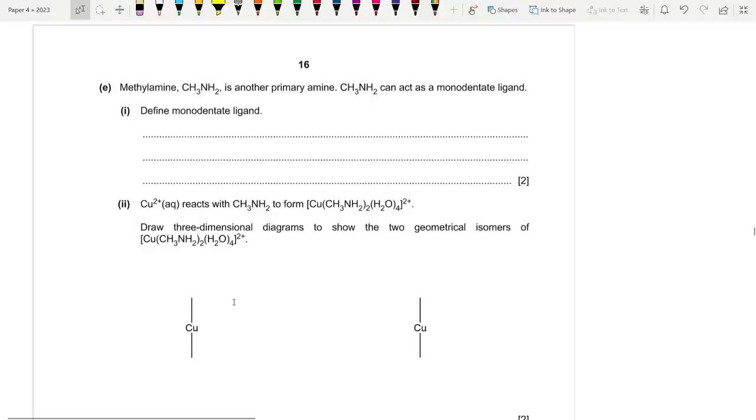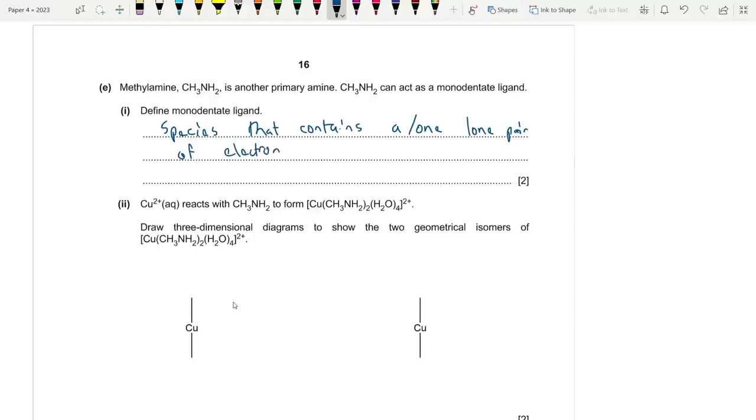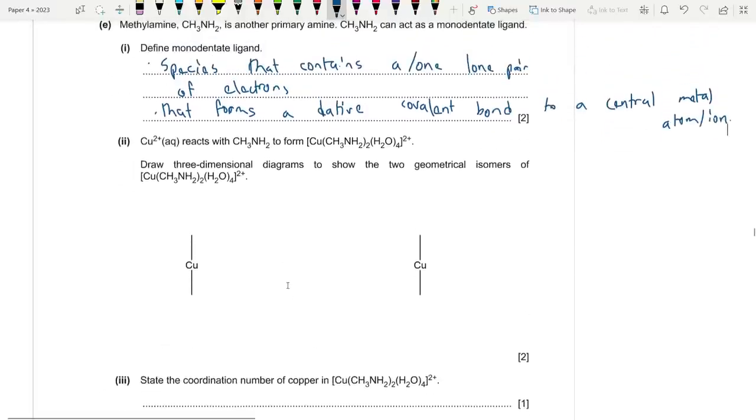Next, we go to E. What is a monodentate ligand? So it's basically a species that contains a single lone pair of electrons that forms a dative covalent bond to a central metal atom or ion. Is that fine? Pretty common answer.